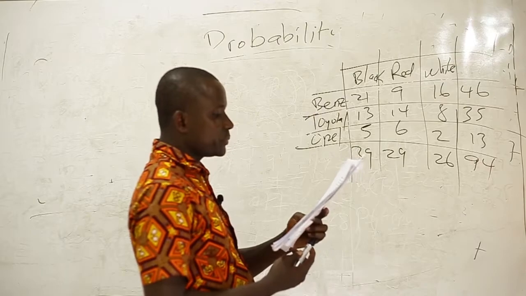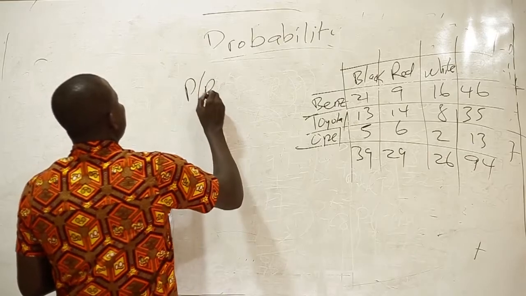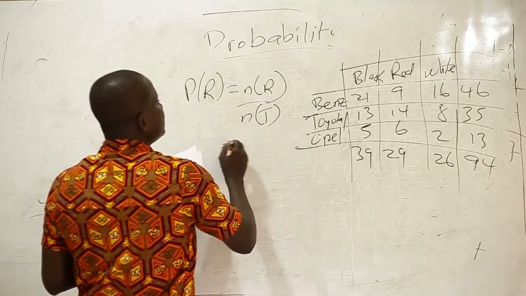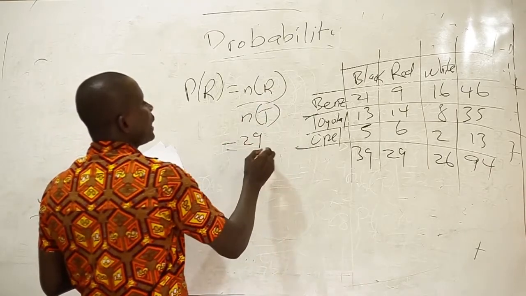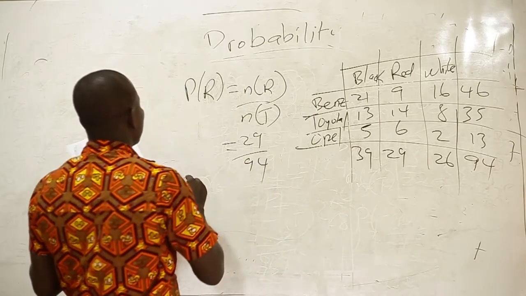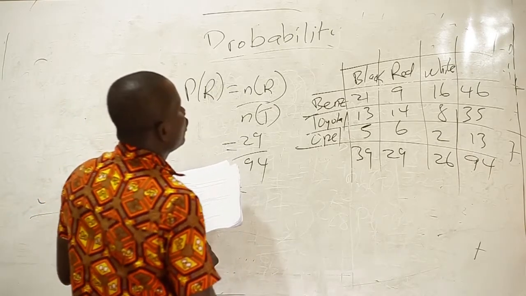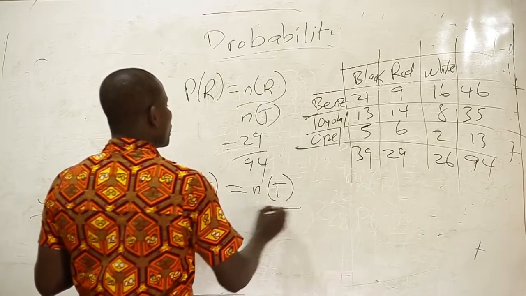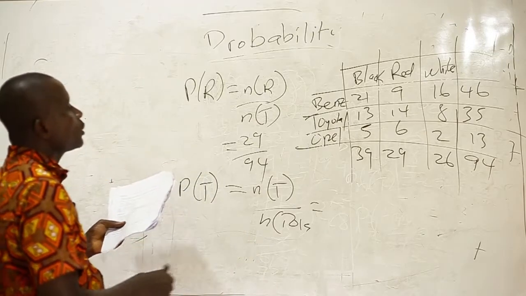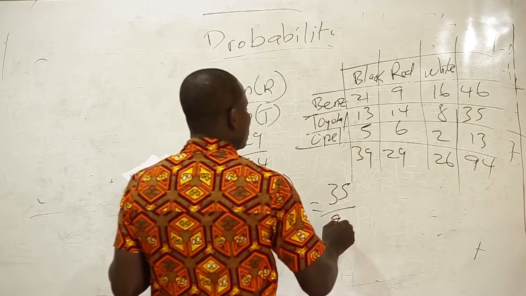It says that probability of getting a red. So P red is equal to N red over NT. And what is red? So we have 29 over 94. Okay. Then it says a Toyota. P Toyota will be N Toyota over N total. So what is N Toyota? Normal Toyota is 35. So 35 over 94.